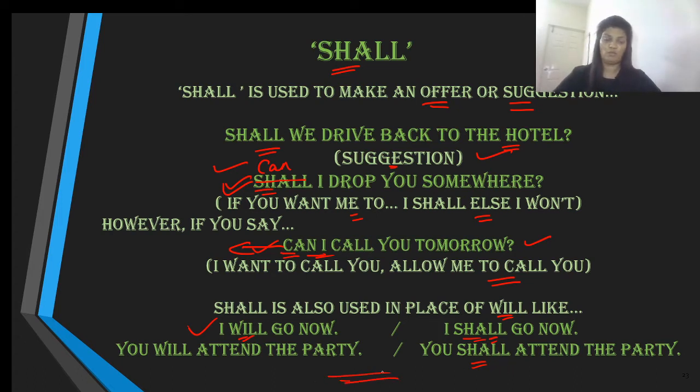Both mean one and the same, referring to the future, with will and shall. But shall is a little archaic, not used anymore. If you go ahead and use it, it's not going to be incorrect. You can definitely use it. I will go now, I shall go now. Both mean one and the same.